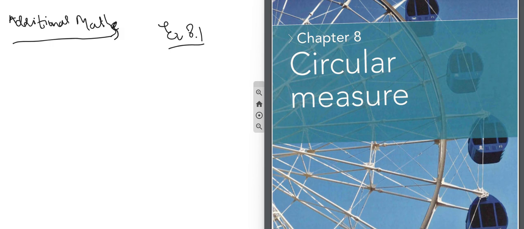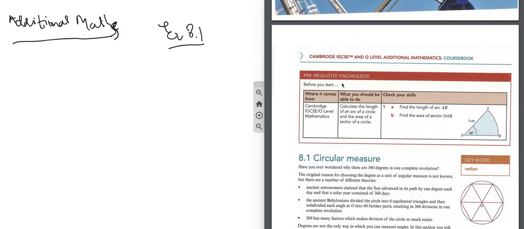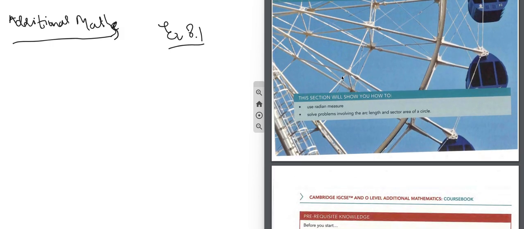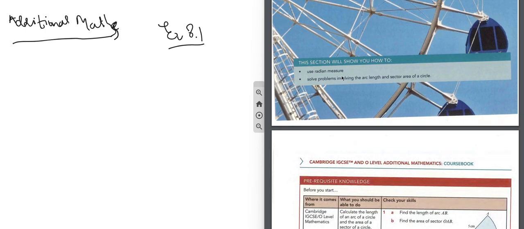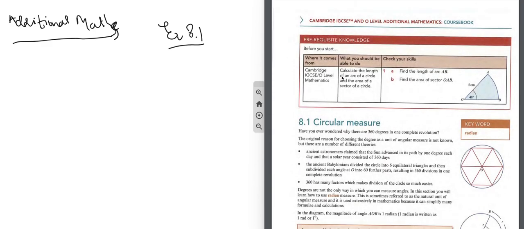So today we're going to be talking about IGCSE additional mathematics. In particular, we will be talking about chapter 8, circular measure. So let's start. This chapter is all about radian measure and solving problems involving arc length and finding the area of a sector.